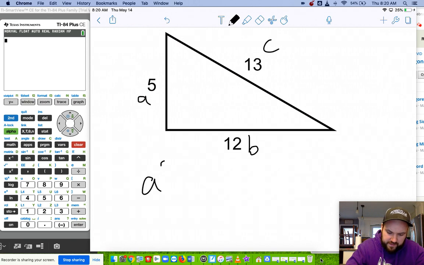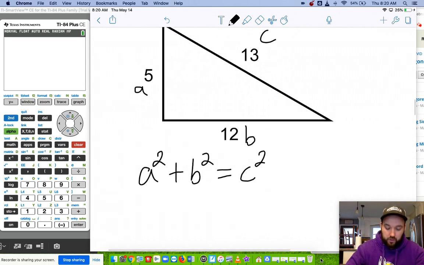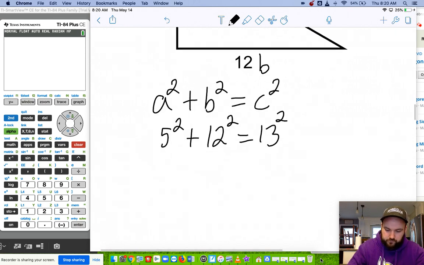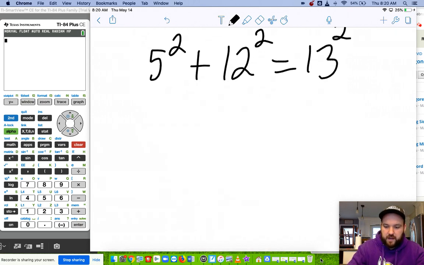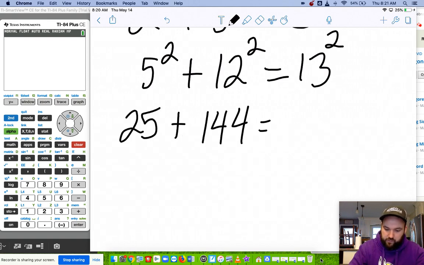So I want to see, is it true that a squared plus b squared equals c squared? And if that's true, then this is a right triangle. So a is 5, so I'm going to take 5 squared plus b, which is 12 squared, equals c, which is 13 squared. Okay, now I can leave the triangle behind, and let's just see, is this the same on both sides? 5 squared is 25, 12 squared is 144, and 13 squared is 169.